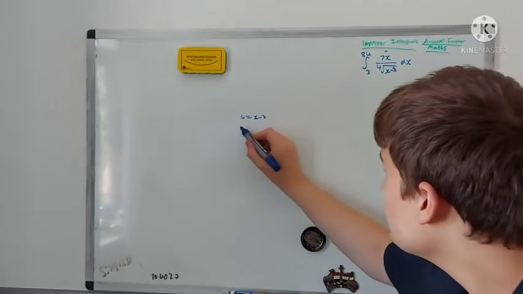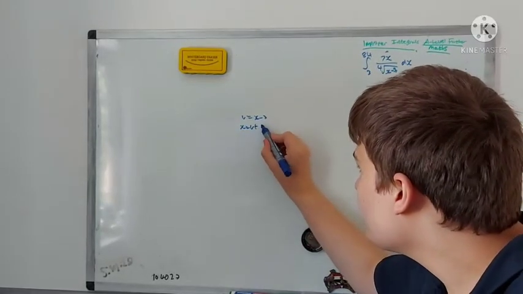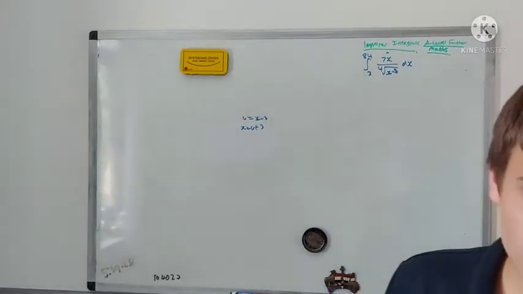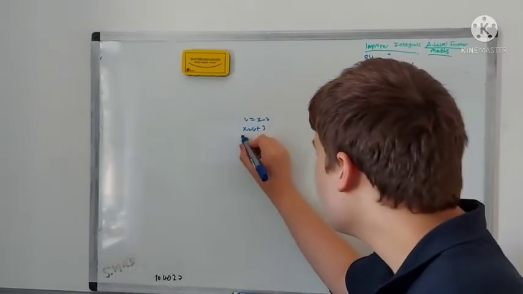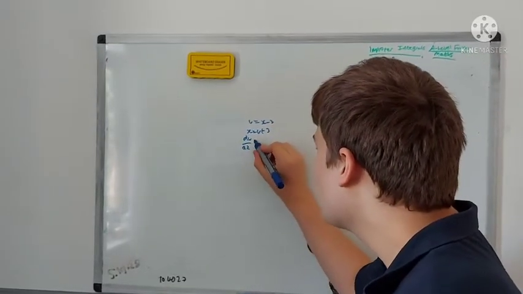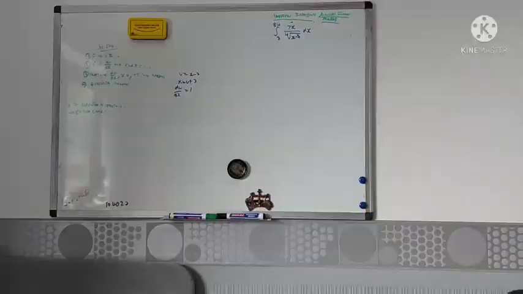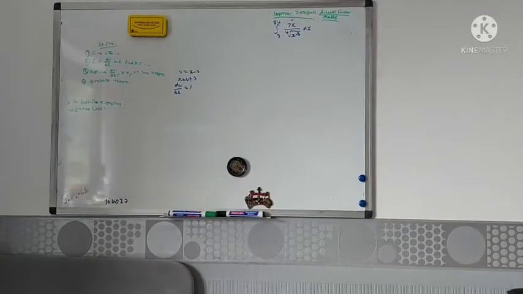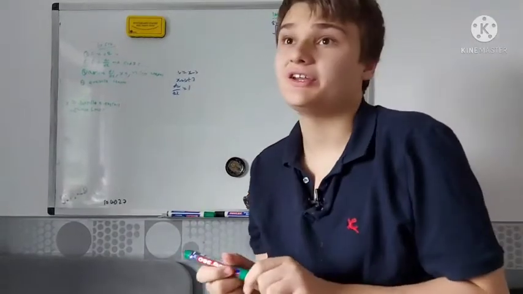So what will x be? Well, x will be u plus 3, won't it? Now I also need to differentiate, so du by dx. Well, du by dx is what? Okay then, so we've got the u, got the x, got the du by dx.